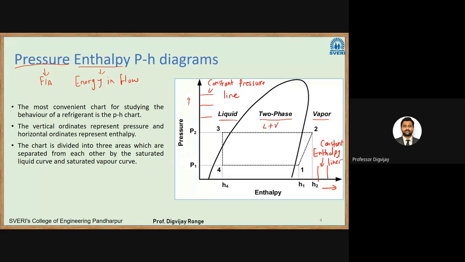Moving on, the chart is divided into three areas which are separated from each other by the saturated liquid curve and saturated vapor curve. What you see on the left side, we generally call the saturated liquid curve, and this part we call the saturated vapor curve. But the question is how we get this curve.